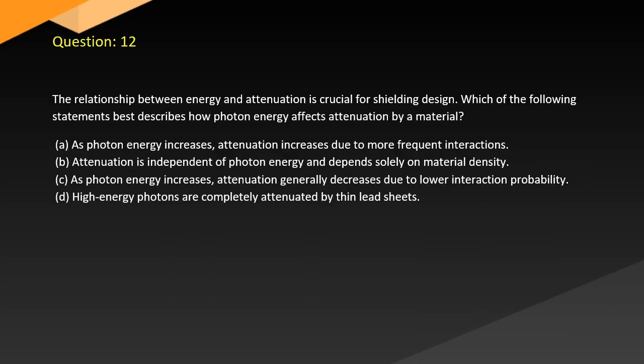Question 12. The relationship between energy and attenuation is crucial for shielding design. Which of the following statements best describes how photon energy affects attenuation by a material? A. As photon energy increases, attenuation increases due to more frequent interactions. B. The attenuation is independent of photon energy and depends solely on material density. C. As photon energy increases, attenuation generally decreases due to lower interaction probability. D. High-energy photons are completely attenuated by thin lead sheets.